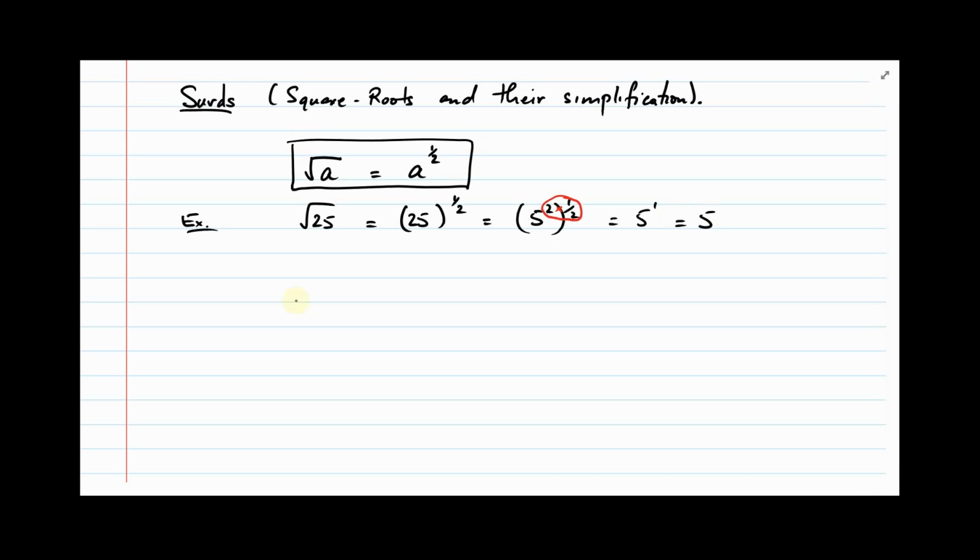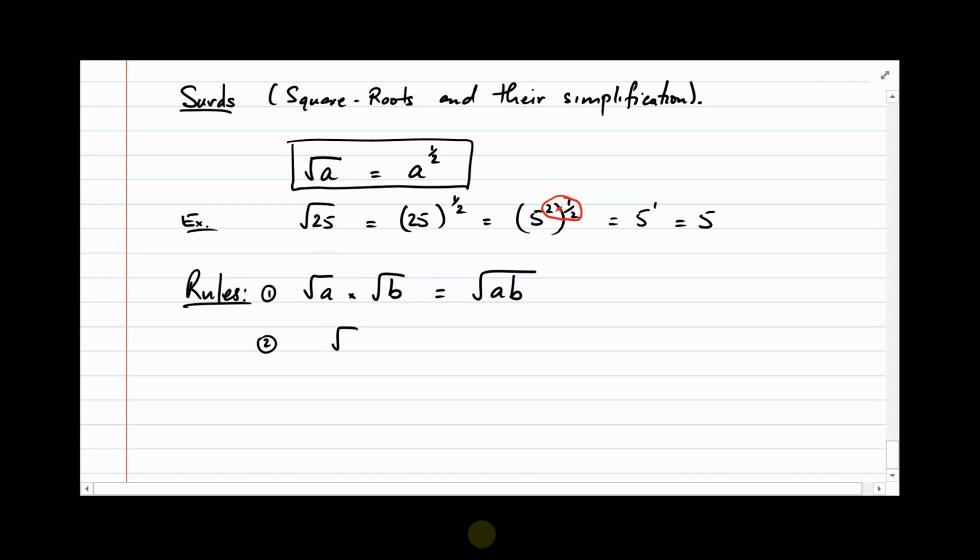So what we're going to do is explore what happens with these. I'll give you some rules and then we will look at them. If I have square root of a times square root of b, it is the same as root ab. So this is a product rule, and we similarly have what is called a quotient rule or a division rule.